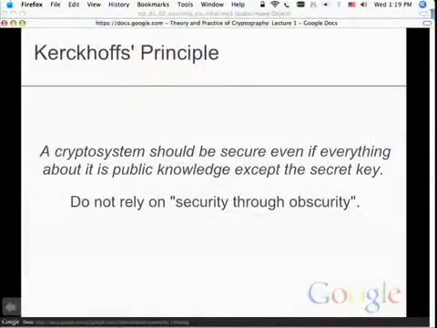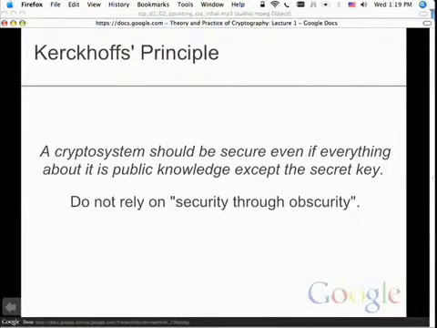So I mentioned one-time pads, and I want to mention this principle about crypto systems. It's Kerckhoffs's principle, also called Shannon's maxim. Basically, the security of any crypto system should only depend on a secret key, and shouldn't depend on the secrecy of the actual crypto system, of how it works.